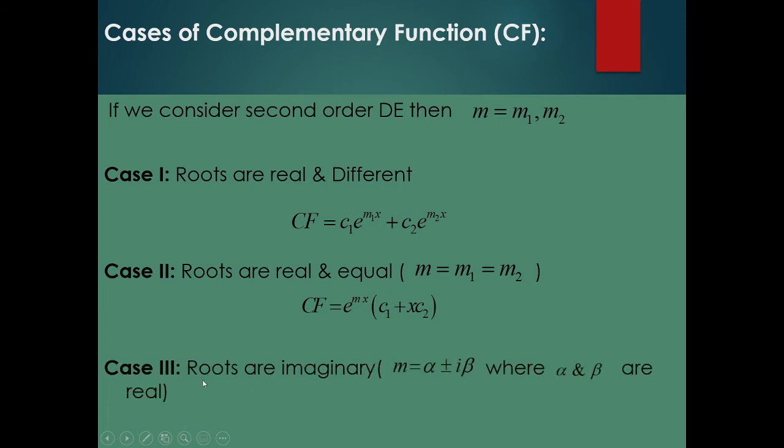Now case 3: whenever the roots are imaginary in the form of alpha plus minus i beta, where alpha and beta are real, then CF is given by e to the power alpha x into c1 cos beta x plus c2 sin beta x. Here we substitute the value of alpha, which is the real part, and in the cos beta x and sin beta x terms, we substitute the value of beta. In this way we find the CF.